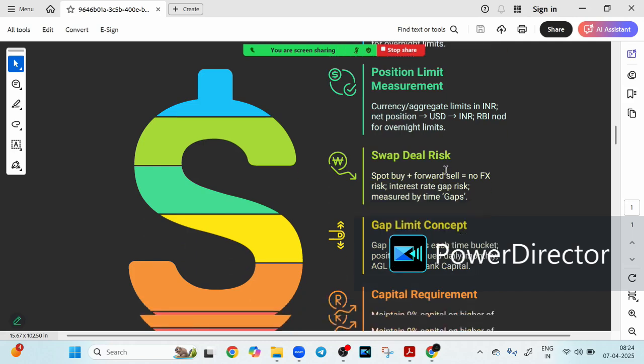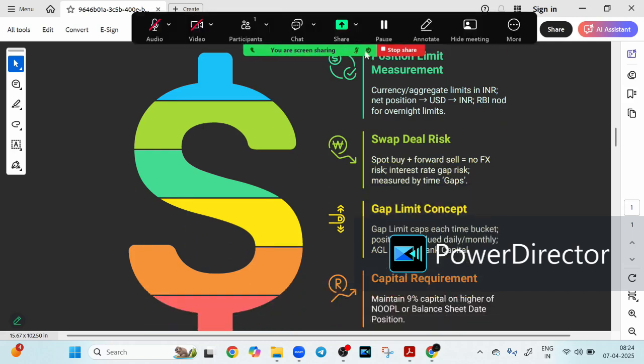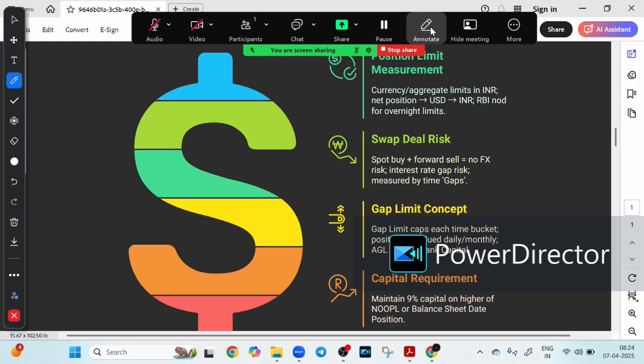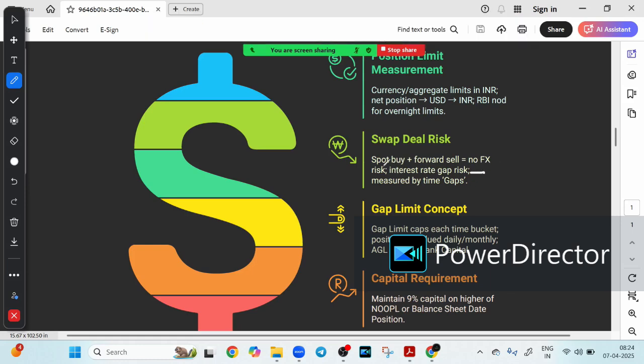If you look at the swap deal risk, what is the meaning of swap deal? See, here is where things get interesting. If a bank buys in the spot market and sells in the forward market, it technically avoids foreign exchange risk, because it is buying in the spot market and selling in the forward market. So it is avoiding the foreign exchange risk, right? But there is a catch. What is the catch? The catch is the interest rate gap risk.